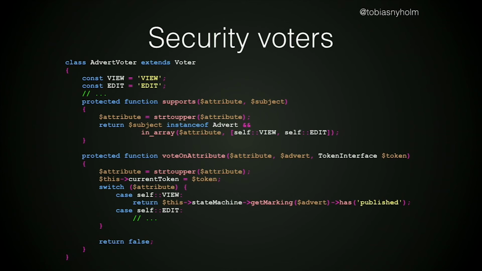I found I'm using this a lot in security voters as well. You know security voters, where you can check for permissions and stuff. So here I am with my job advert again. If I want to check if you're allowed to view a job advert, I just check if the job advert is in the state publish. Then of course everybody's allowed to view it. If it's in the state draft, nobody's allowed to view it, unless someone else's logic. So this is how I rely on the workflow states.